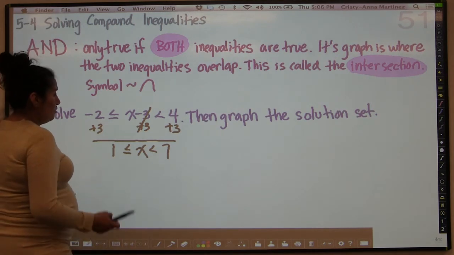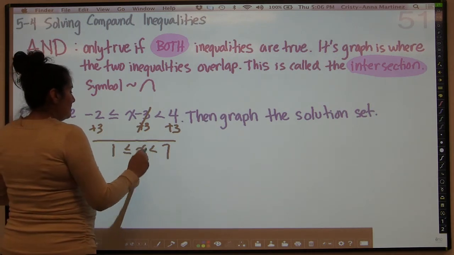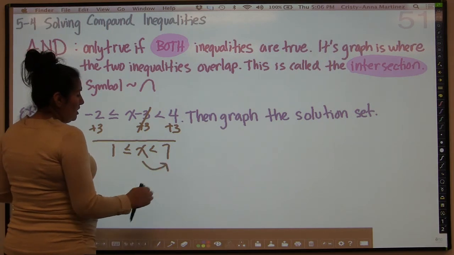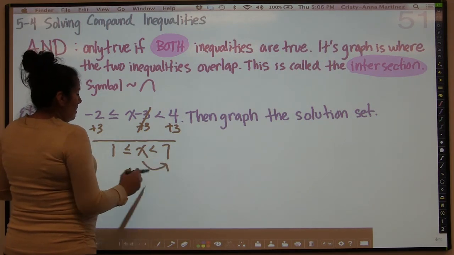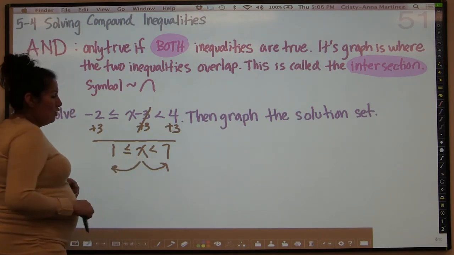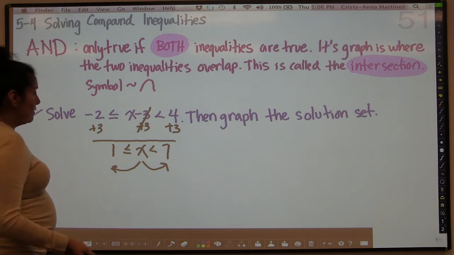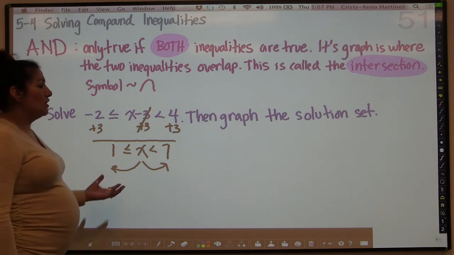Another thing that you could do is read the inequality from the inside going out. If you read this direction, x is smaller than 7. If you read it this direction, you're saying that x is greater than 1. So if x is smaller than 7 and greater than 1 at the same time, then you can solve the solution that way.